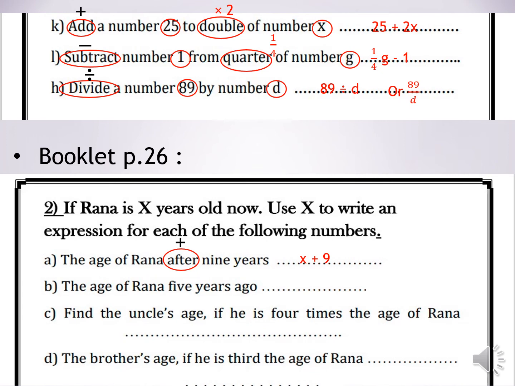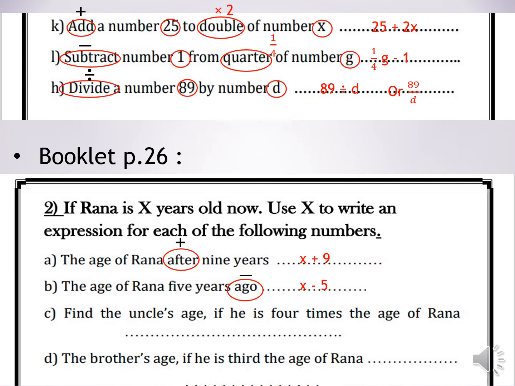Letter B. The age of Rana 5 years ago. We said that ago is a keyword for minus. So now Rana's age is x. 5 years ago it will be x minus 5.